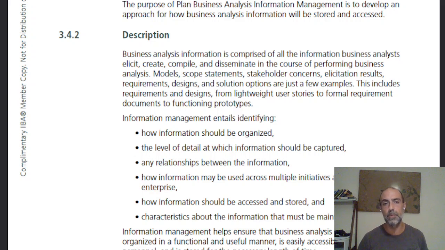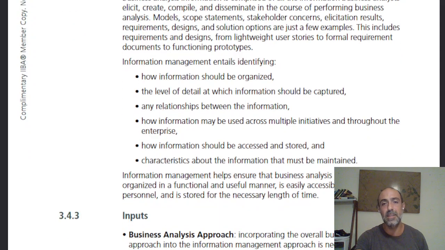Ultimately, everything we do, we're going to have to thread it in a way for it to make sense for everything, everyone, and our project. So information management entails identifying how information should be organized. Makes sense. The level of detail at which information should be captured, depending on the information, naturally. Any relationships between the information. Exactly, if changes in certain information affect others or not. How information may be used across multiple initiatives and throughout the enterprise.